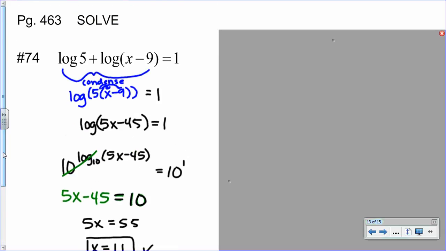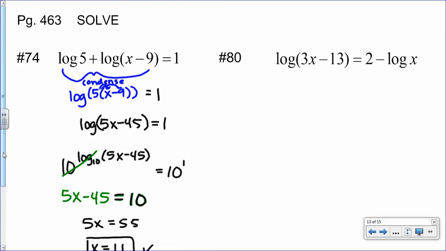Okay, I've got another one. I am going to want to do the same thing. But first I want the logs on the same side, so I'm going to add log base 10 of x to both sides.